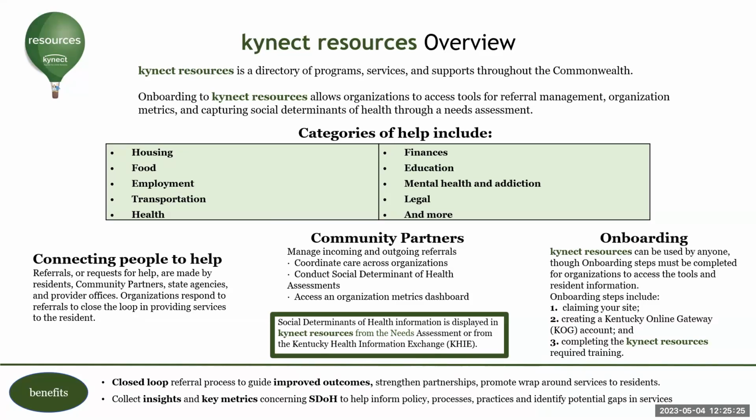So I just want to revisit the onboarding process really quickly because there are some steps there, and I'll show you as I wrap up today where you're able to claim your site. That means you go into our system, you say, I'm going to manage this for my organization. There is an account that needs to be created. It's called the Kentucky Online Gateway account. We lovingly call that KHIE. So if you already have a KHIE account, as an example, then you don't have to go through that part. We'll just send you a specific link to give you the role to access Kynect resources.